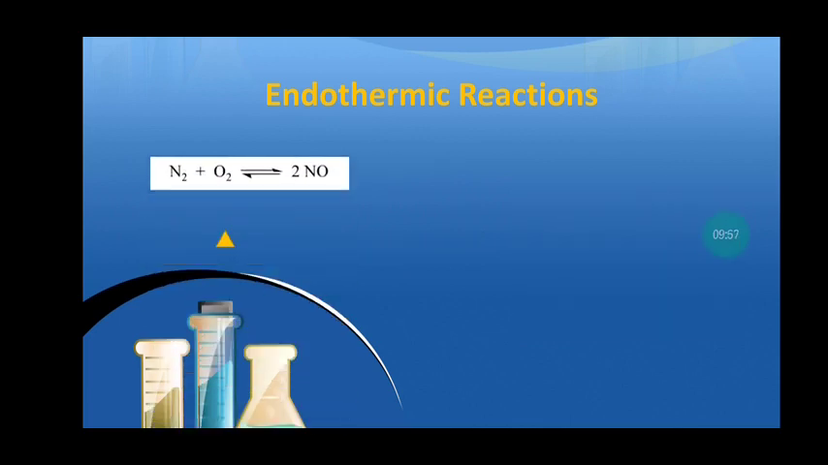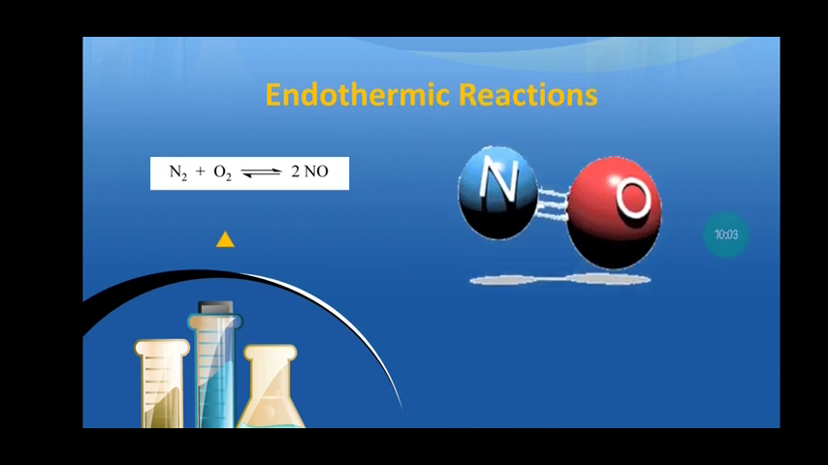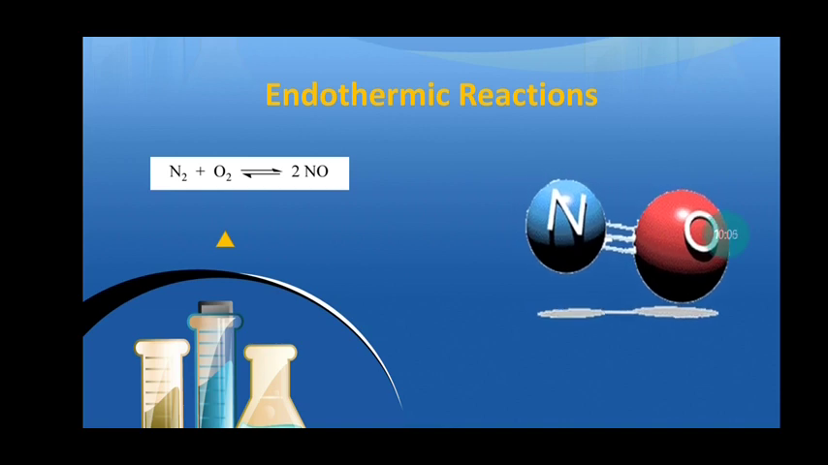Another example is the formation of nitric oxide. The combination of nitrogen and oxygen results in the formation of nitric oxide, and it is a reversible reaction. It means that it can go in both forward and reverse directions. The change in heat for this reaction is plus 90.25 kilojoules per mole.